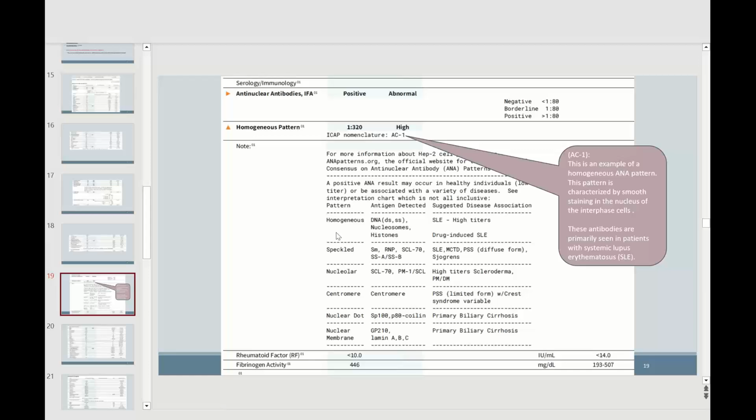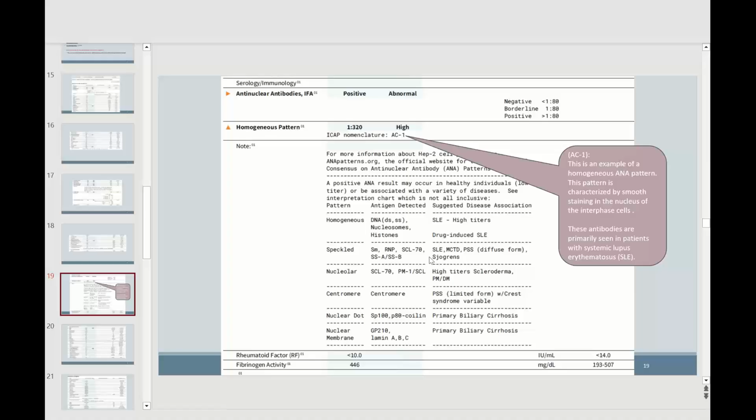She is ANA positive, and she has a homogeneous pattern, and that's the ICAP nomenclature, AC1. Sometimes doctors, it gets reported as just that too, but homogeneous is almost always lupus. So she's developing lupus. ANA at 1 in 320 is relatively high. If it's 1 in 80 or 1 in 160 titer levels, then oftentimes that's just systemic inflammation. That's a high cell turnover.